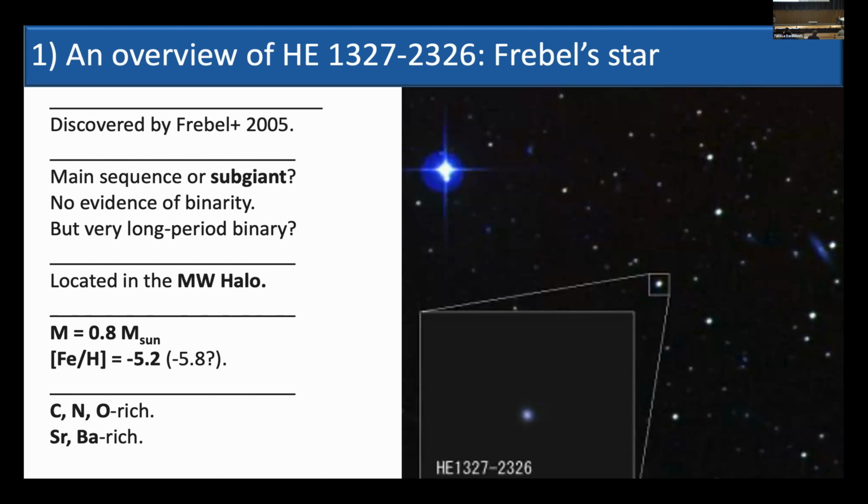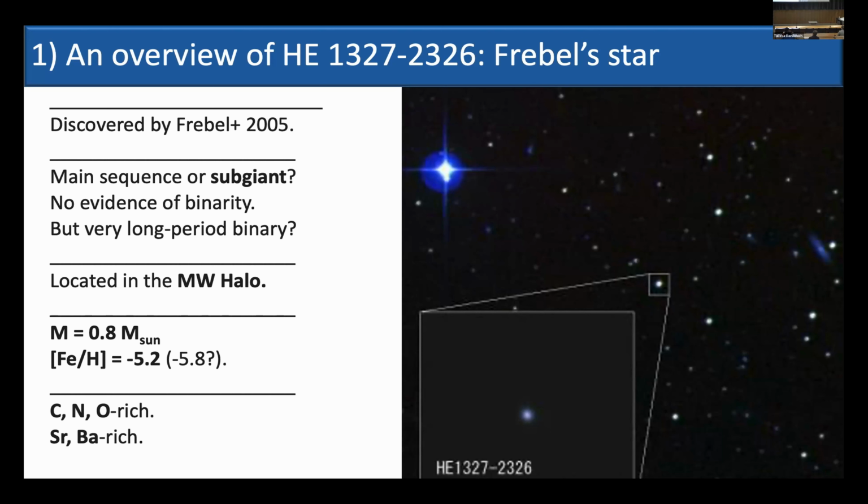HE1327 was first detected by Anna Frebel in 2005. It wasn't sure whether it was a main sequence or a subgiant star. New Gaia measurements seem to point to the fact that it's probably a subgiant. There's no evidence of binarity, but after all, it's been only about 19 years that it's been discovered. So still it could be a long period binary. It's located in the halo, so go away from the bulge and go to the halo. It's low mass, so 0.8 solar masses, and its metallicity is somewhere around minus 5.2.